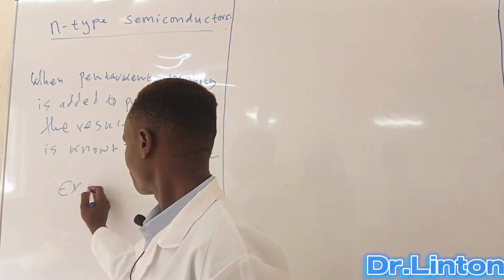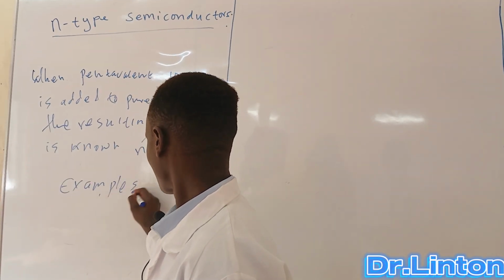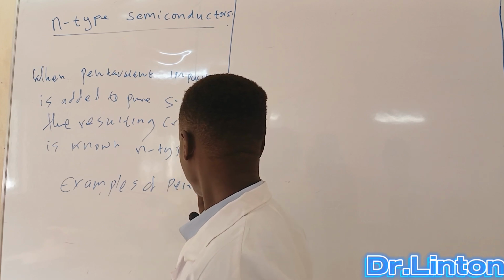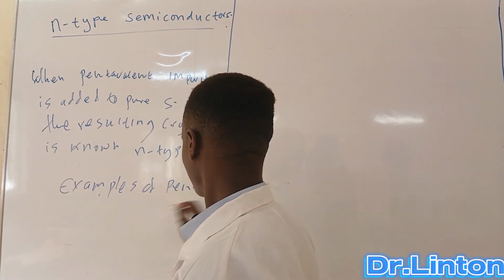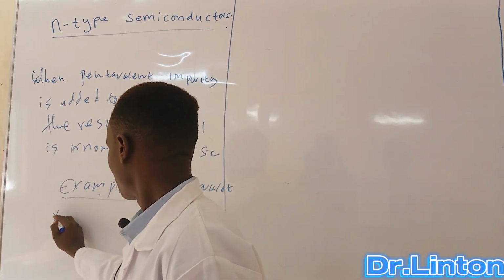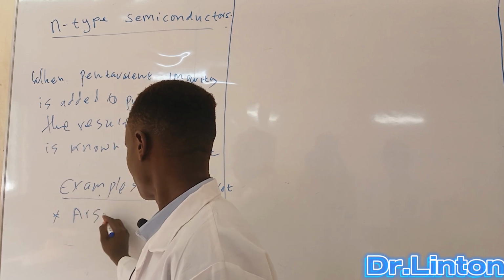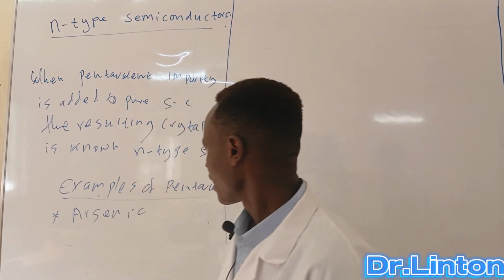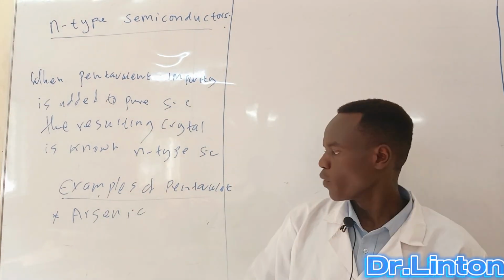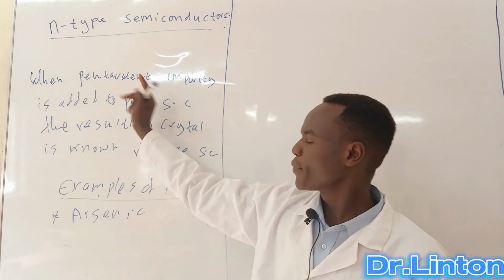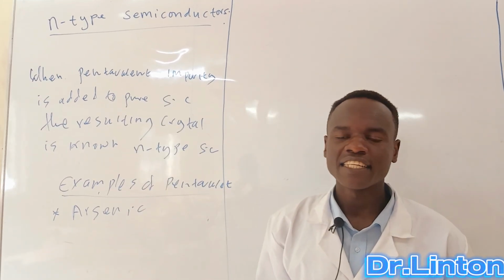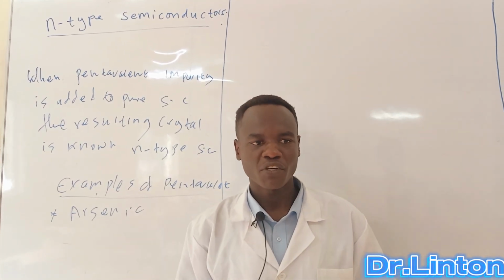Examples of pentavalent impurities, we have arsenic. Arsenic is a pentavalent impurity. When we add arsenic to a pure semiconductor, the resulting crystal is known as n-type semiconductor.